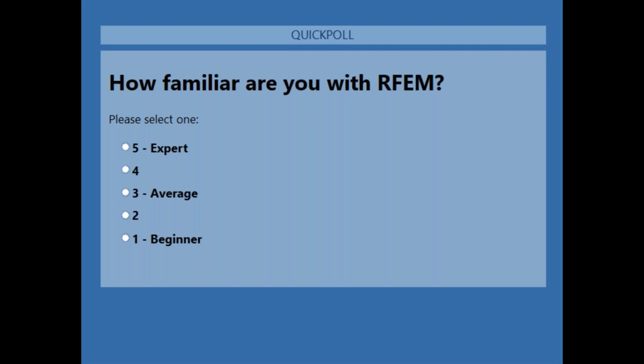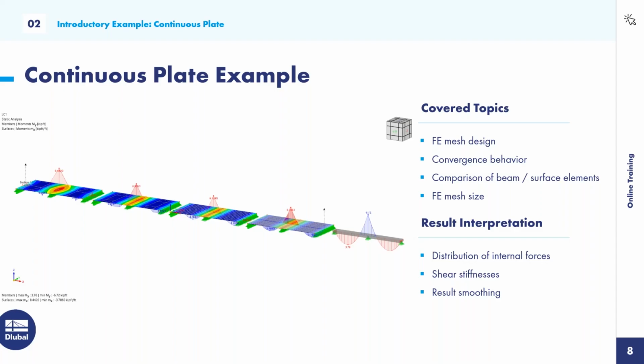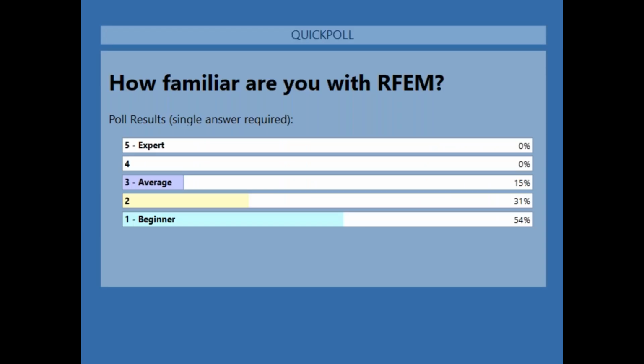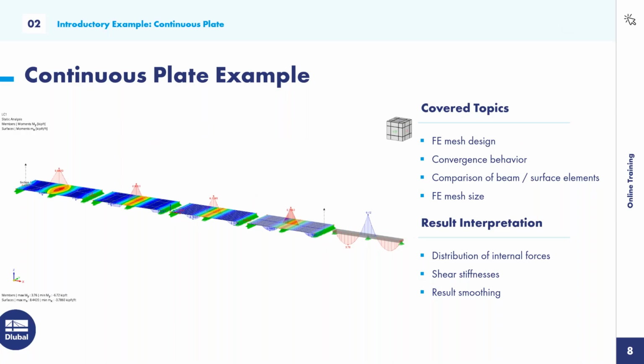All right, so it looks like 93% of you voted so far. And it looks like a little over half of you are beginners, and maybe some of you are average or familiar with RFEM, so that's good to know. So I'm going to share that poll so everyone can see the level everyone is at. Now I'm going to hide that, and we can jump into the program.